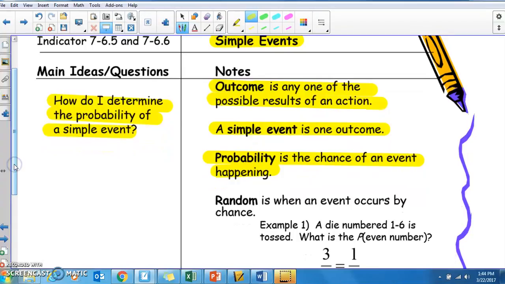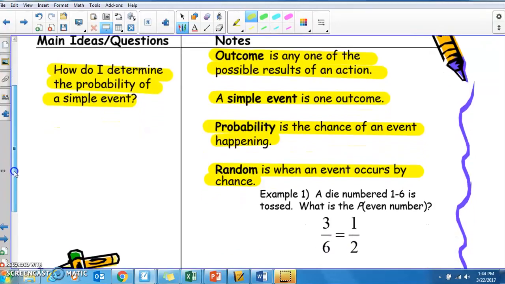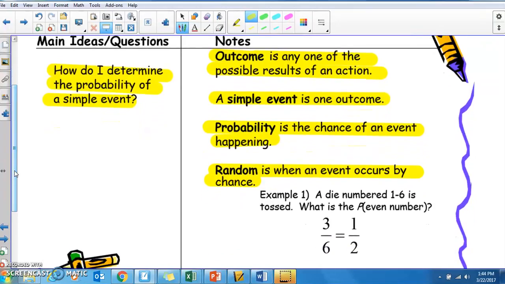Then we have the word random. Random is when an event occurs by chance. For example, we have a die numbered 1 through 6 because there's 6 sides to a die, one number on each side, and that die is tossed. What is the probability of an even number? So we write probability with the letter P, and then what we're trying to get in parentheses. So we would say the probability of an even number.